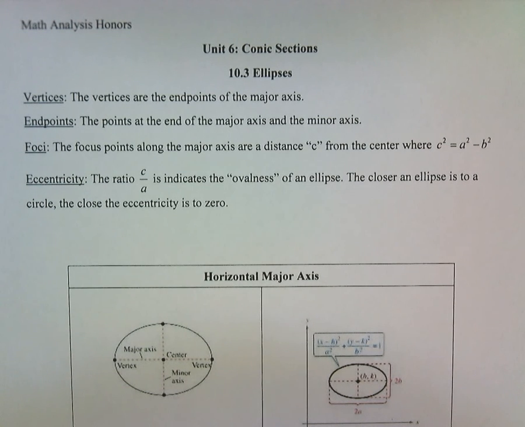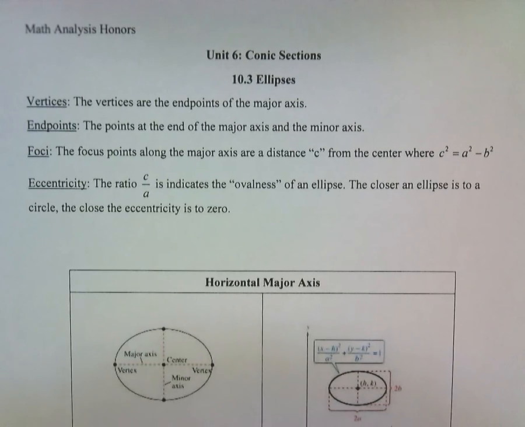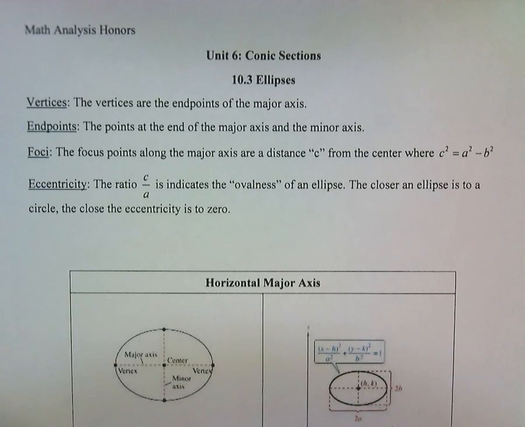The third conic section we're doing is an ellipse. So once again, this is going to be heavy on vocabulary, not really heavy on math at all. The vertices on an ellipse are going to be the endpoints of the major axis. And we're going to have two different shapes.